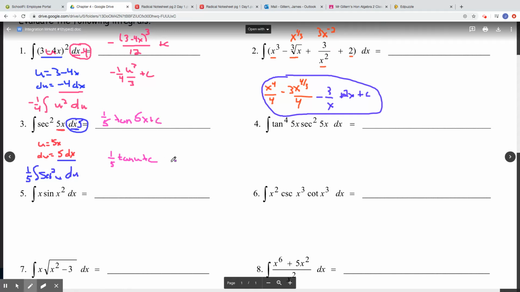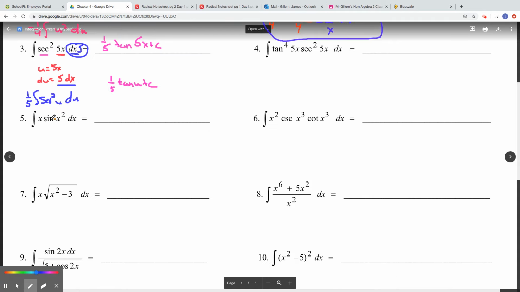c. Now remember, you can always check this by taking the derivative of this. All right, so you would have to use chain rule. The derivative of tangent is secant squared. Keep the inside the same, 5x, times the derivative of the inside. The derivative of 5x is 5. 5 times 1/5 cancels out, and you'd be left with secant squared 5x. So if you ever wanted to check, you can always take the derivative of this and check your answer.